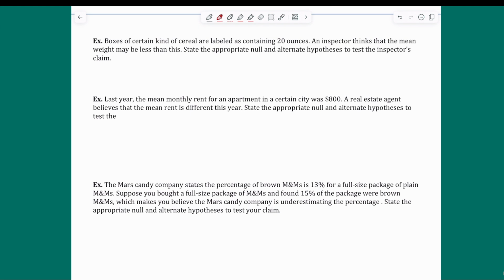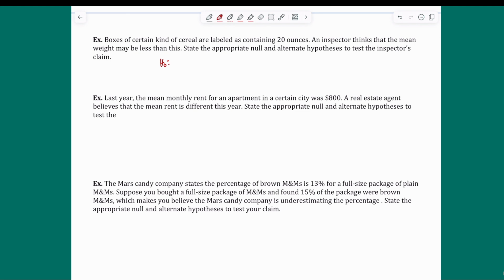Okay, so the inspector thinks that the mean weight may be less than the advertised amount. So the null hypothesis is always going to take the value of equals. It's always going to have the equality symbol. And so this cereal is supposed to, on average, weigh 20 ounces. Or the mean, right? The mean.